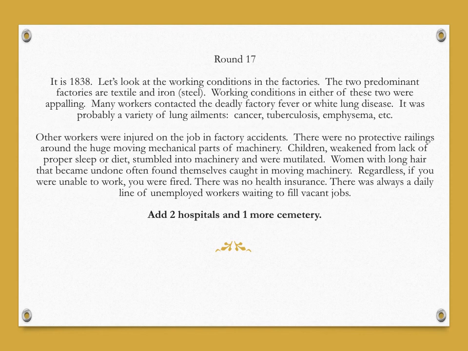It's 1838. Let's take a look at the working conditions in the factories. The 2 predominant factories are textile and iron and steel. Working conditions in either of these 2 were appalling. They were awful. Many workers contracted the deadly factory fever or white lung disease. It was probably a variety of lung ailments like cancer, tuberculosis, emphysema, etc. Other workers were injured on the job in factory accidents.